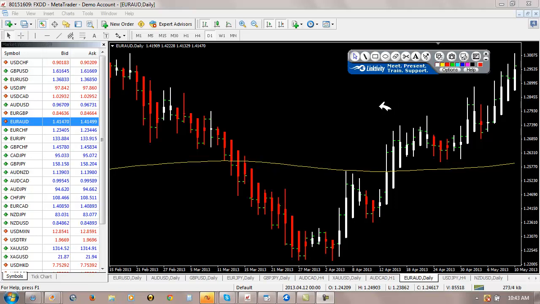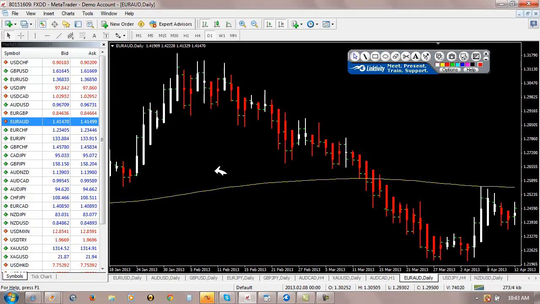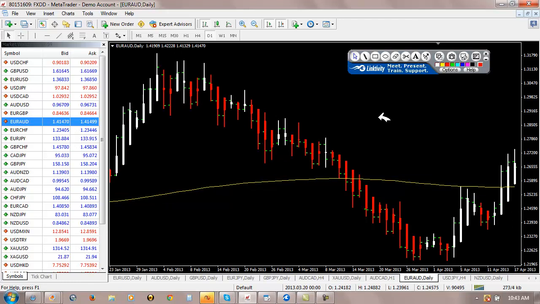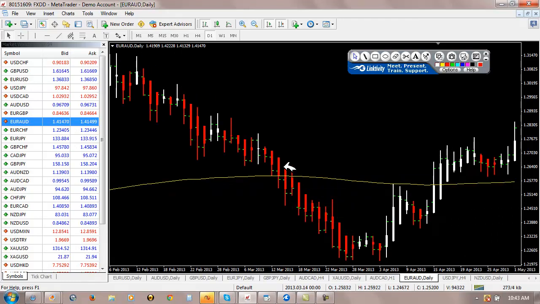All right, let's look at a few examples. We're on the Euro-Aussie dollar daily chart. Notice that over on the left side of the chart, the market had been trading above the 200 moving average, and you would have been looking for a bounce trade to the upside. But what happened is that the market didn't find support there, and it starts trading lower.